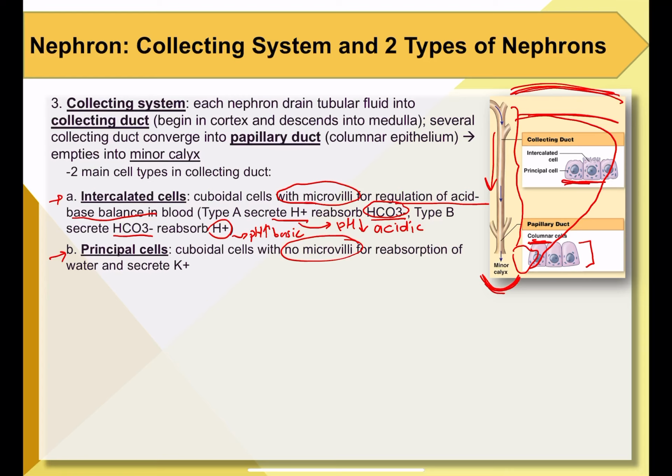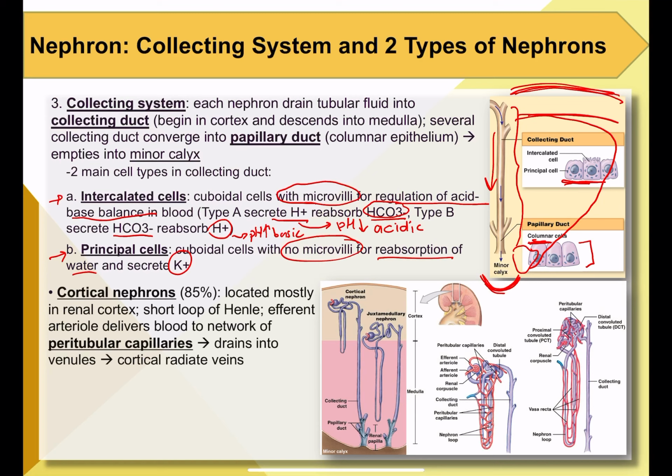Now, principal cells are just for reabsorption of water and secretion of potassium ions. We'll talk about that when we get to the actual functions of the nephrons. Now, with nephrons, there are actually two main types in the kidneys. One is called the cortical nephrons. The other is called the juxtamedullary nephron.